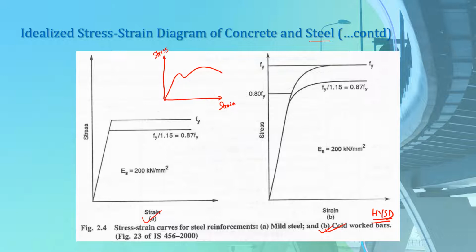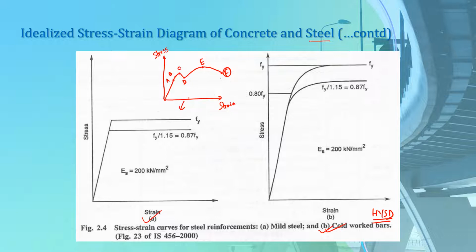For example, up to this point A you may consider the proportional limit, point B you may consider the elastic limit, then you get the upper yield point, then the lower yield point, then the ultimate tensile strength point, and then you finally get the point of failure or breakage here. In this way, you may get this somewhat irregular kind of curve for the stress-strain diagram of steel when you perform an actual lab test. However, in our design of RCC structures, we will idealize this curve.